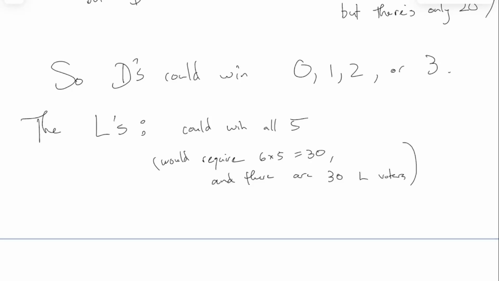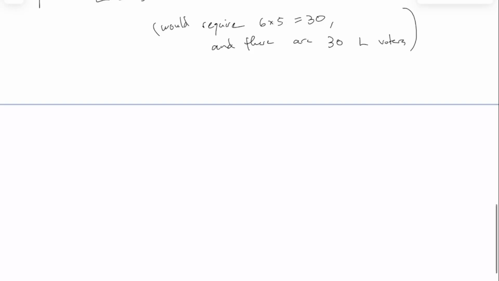Okay? So the D's could win 0, 1, 2, or 3. The L's actually could win any amount. They could win even all of them, it is possible in theory. Now we need to talk about how would you actually draw the lines to make this happen, but that's a separate question. All right?